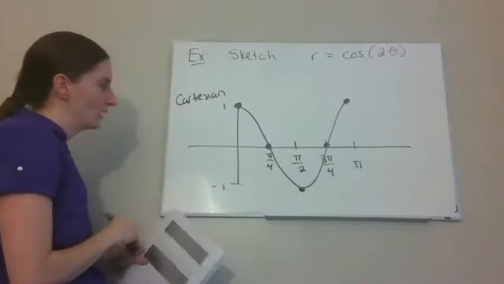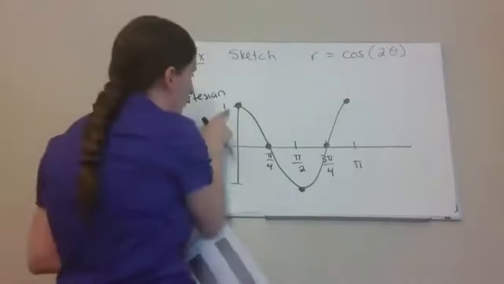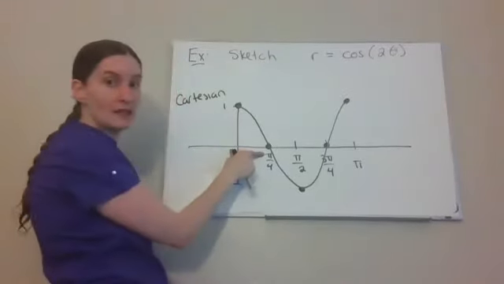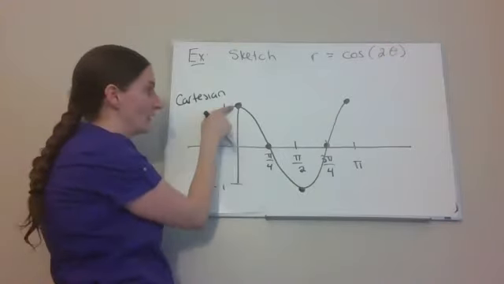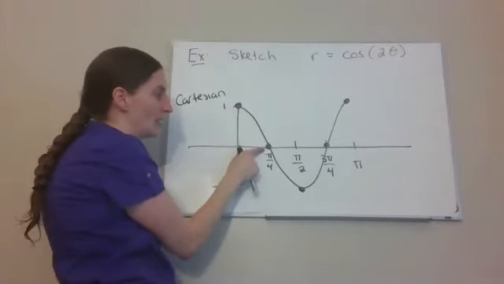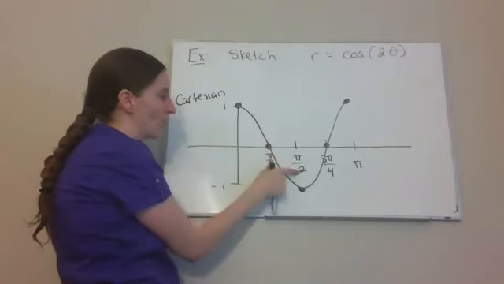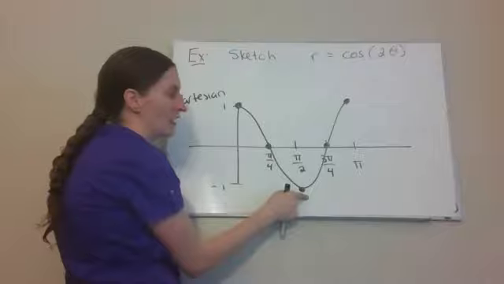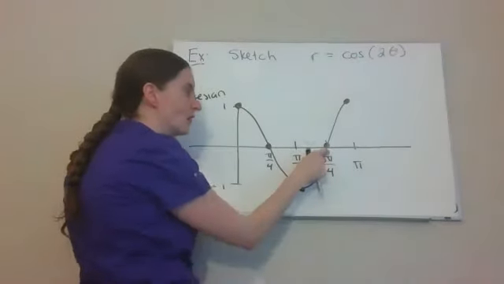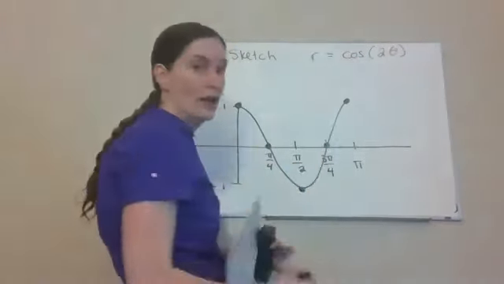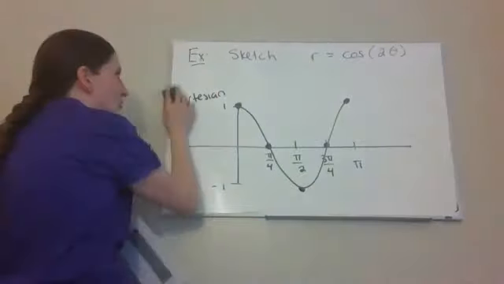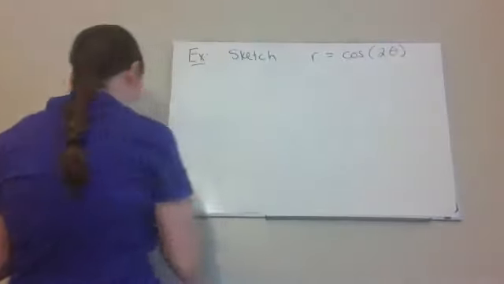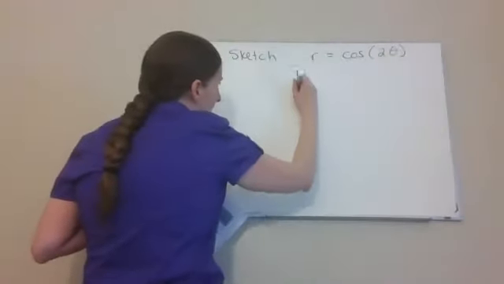So what's going on here is between an angle of 0 and an angle of pi over 4, my distance is decreasing from 1 to 0. And then between pi over 4 and pi over 2, it increases from 0 to 1. Then we again decrease from 1 to 0, increase from 0 to 1, and it continues like that all the way through 2 pi. So what does this look like?